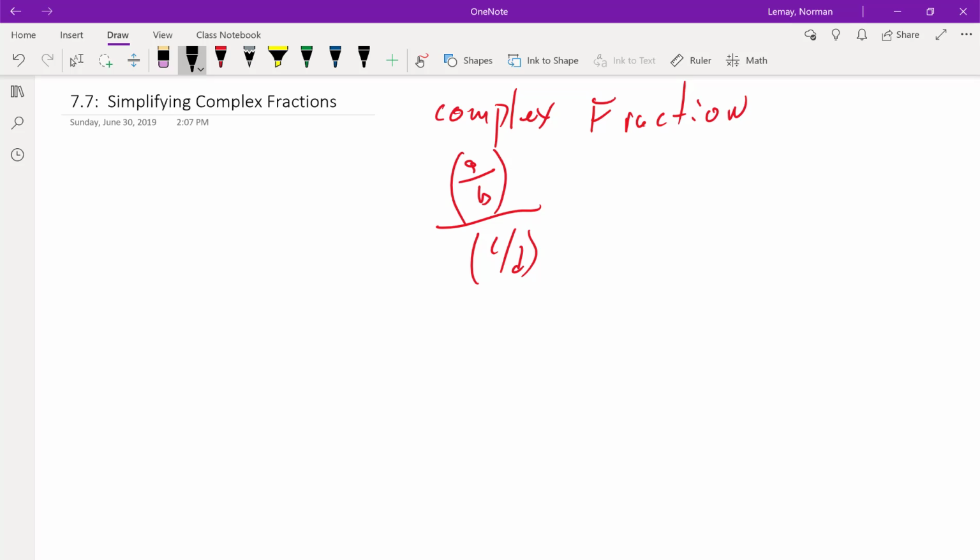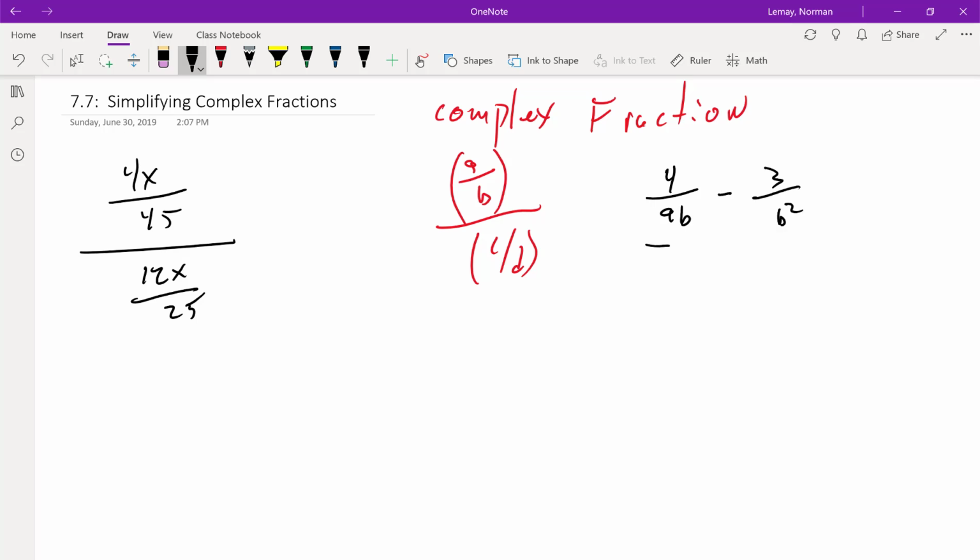Right off the bat, I don't need the brackets here, but some examples would look like 4x over 45, so there's our top fraction, over 12x over 25. So here we have a fraction over a fraction. So let's take a look at another one, say, for example, 4 over ab minus 3 over b squared over 1 over a plus 3 over b.